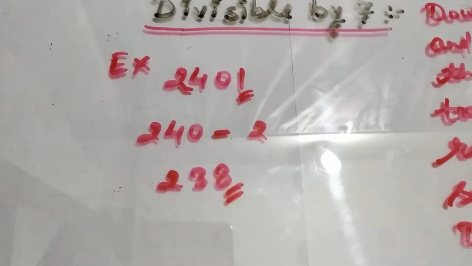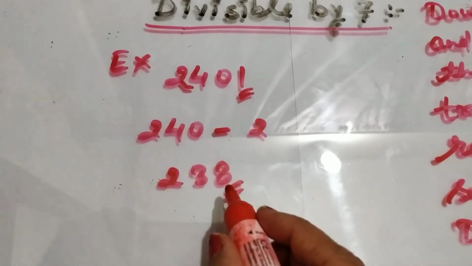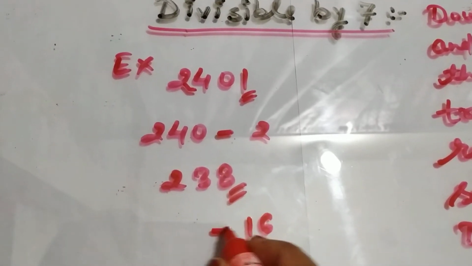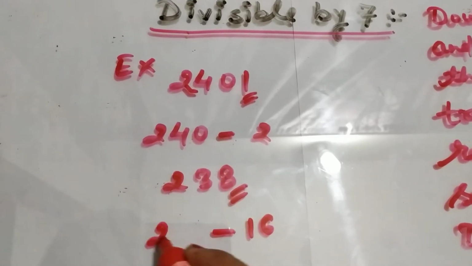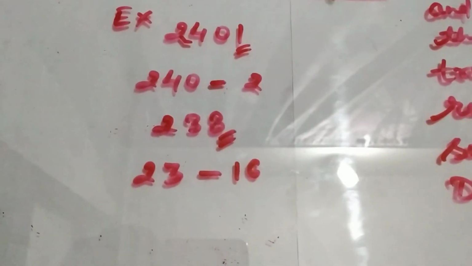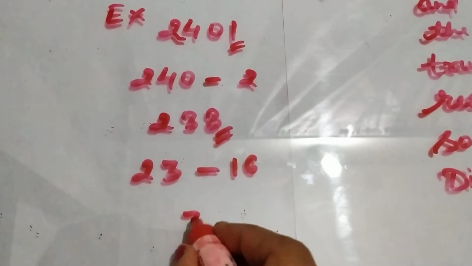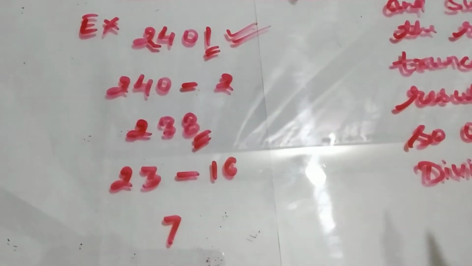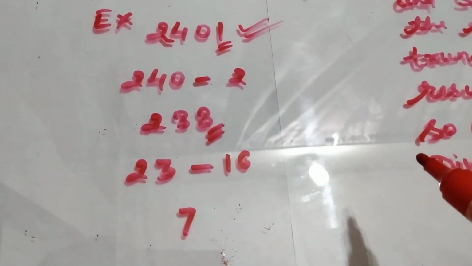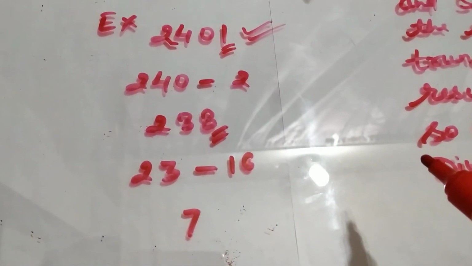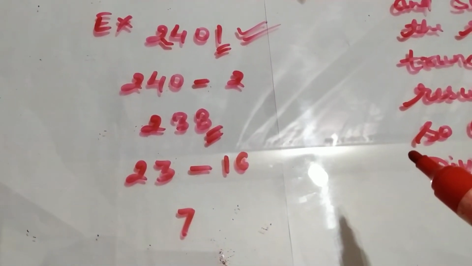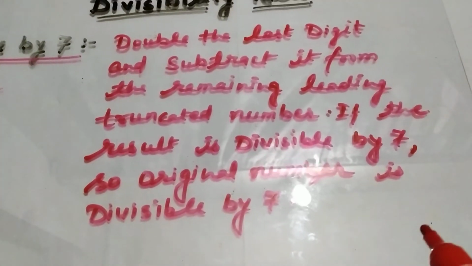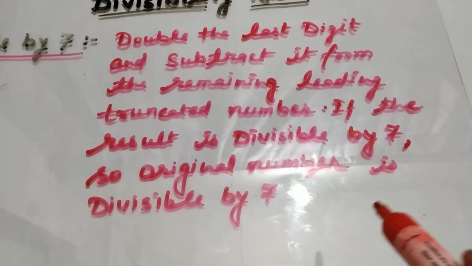The same rule: 8, double of 8 is 16. So we subtract 16 from 23. 23 minus 16, you get 7. 7 is divisible by 7. That means the full number 2401 is divisible by 7. So that is the rule for checking whether a number is divisible by 7.